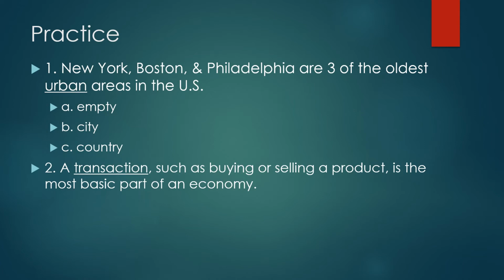And here it says a transaction, such as buying or selling a product, is the most basic part of an economy. So again, with the words such as used as signal words or a signal phrase, we're automatically given the answer here. Does a transaction mean a profit, a loss, or a business deal? Buying or selling a product is a business deal. And so immediately we're given another way of saying the answer right there.